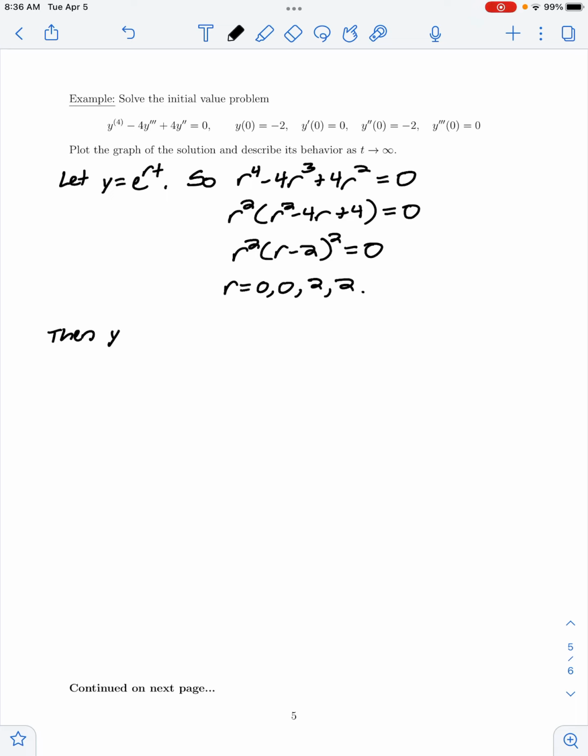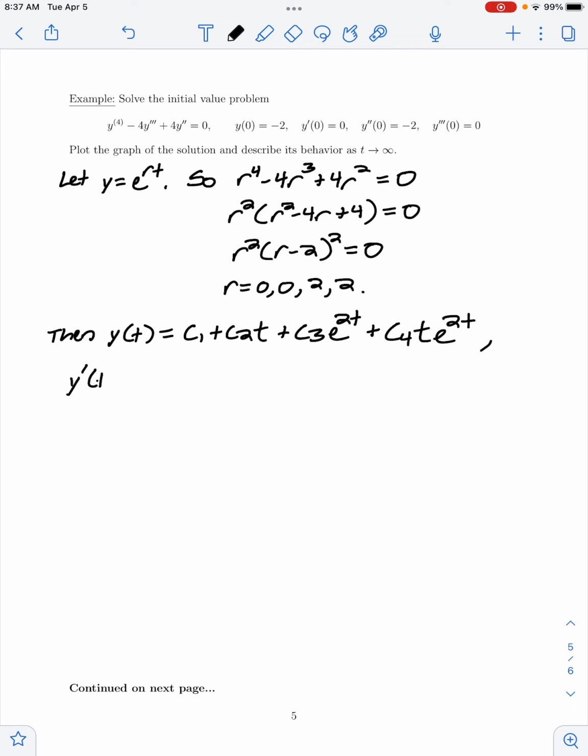So our general solution, y of t, has the form c1 plus c2 times t plus c3 e to the 2t plus c4 times t e to the 2t. And to finish out this problem, I need to find my constants, c1 through c4, using the initial conditions. And since my initial conditions involve the third derivative, I need to find my first three derivatives of this general solution.